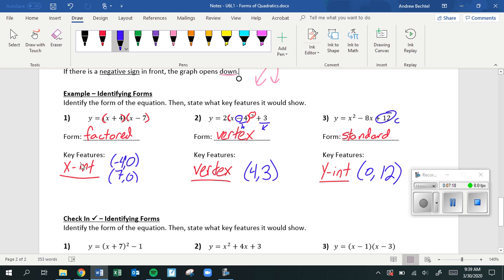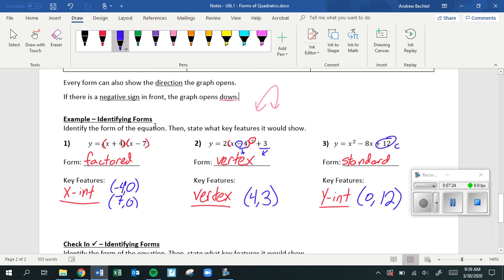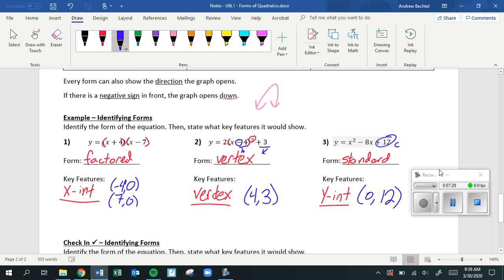Once you get those in your notes, go ahead and try the check-in problems. Tell me the form. Tell me what key feature you can find. Use these examples in the table above, and then you can complete the practice to go along with this lesson and the progress check as well. Contact me if you have any questions.